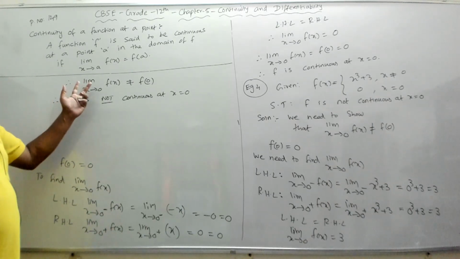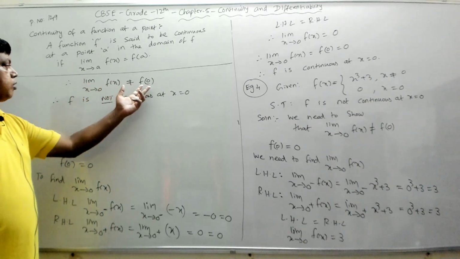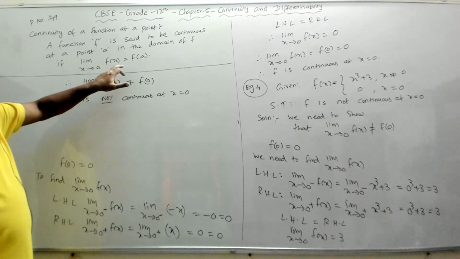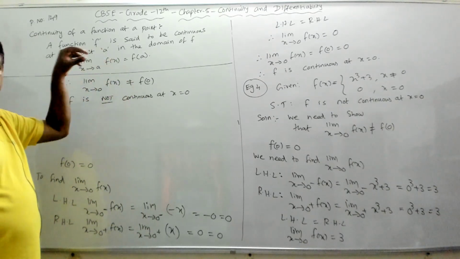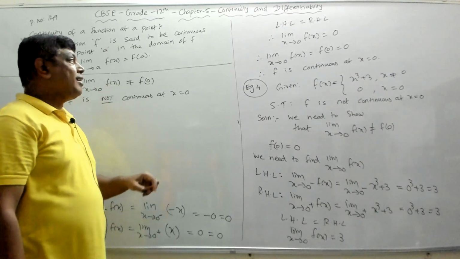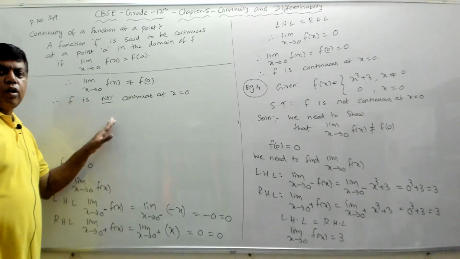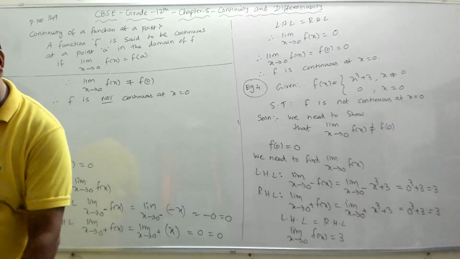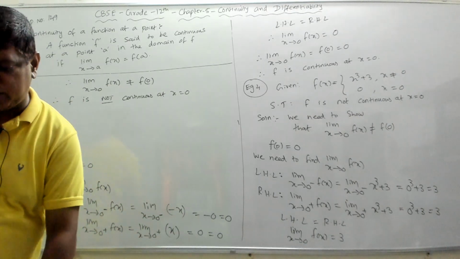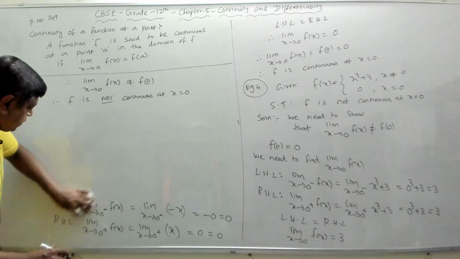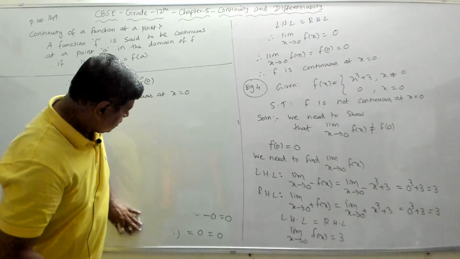So therefore, limit x goes to 0, f of x is not equal to f of 0. Therefore, f is not continuous at x equal to 0 because this condition is not satisfied. It should be equal for f to be continuous at the point a. Here a is 0. So here it is not continuous. Fine. So all of you can pause the video and take the notes. I'll go to the next example 5.